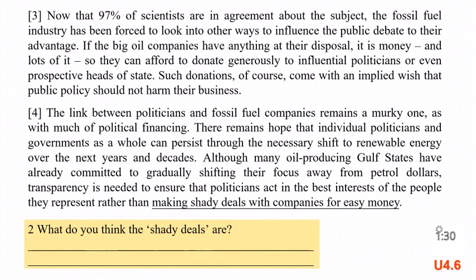Okay, question 2. What do you think the shady deals are? Can you look at paragraph 3 and 4, in particular paragraph 4, and then think about the answer?